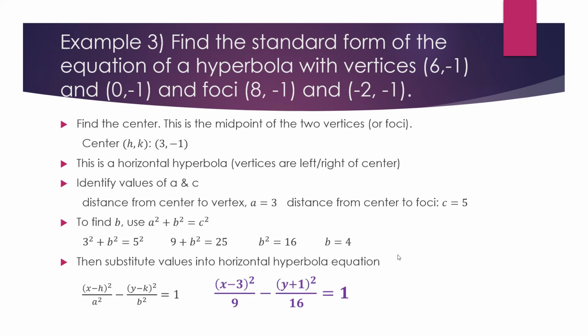So our horizontal hyperbola equation: (x minus h, which is 3) quantity squared over a squared. Well, a is 3, so 3 squared gives us 9, minus (y minus k). Well, k is -1, so subtracting -1 gives us +1. (y plus 1) squared over b squared, 4 squared is 16, is all equal to 1. And here's our equation in standard form.